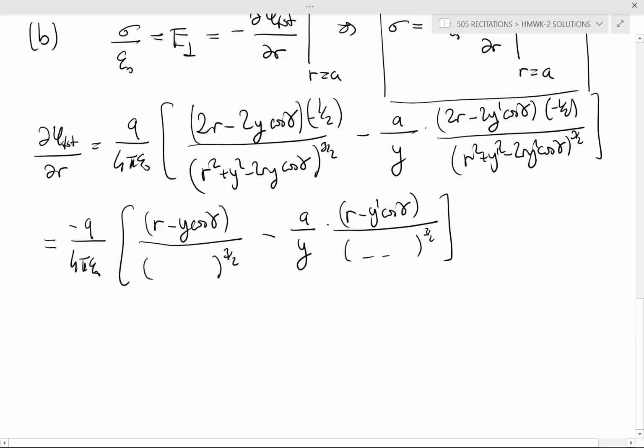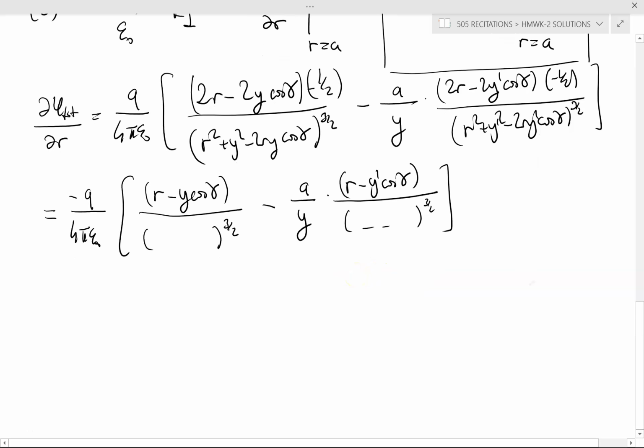Of course, I need to evaluate it at R equals to a. But before doing that, let me re-express the whole in this form. This can be written down as y over y squared, R squared plus... No, let me keep it in this form. I will place the a's later. Okay.